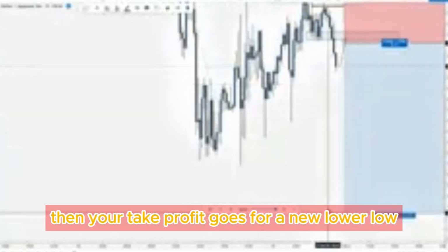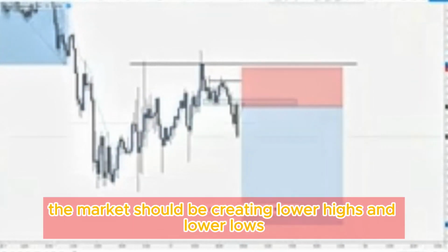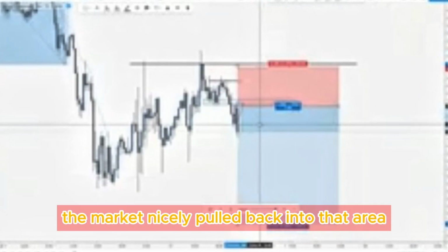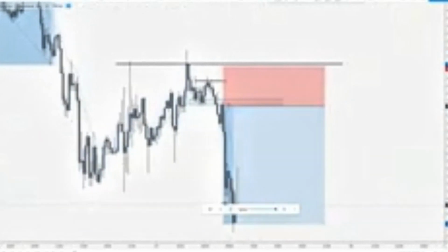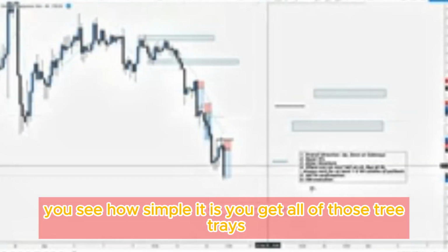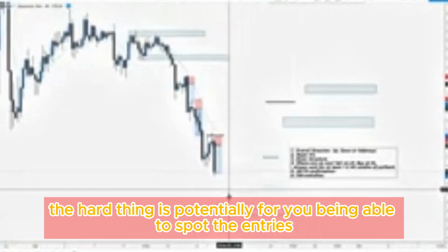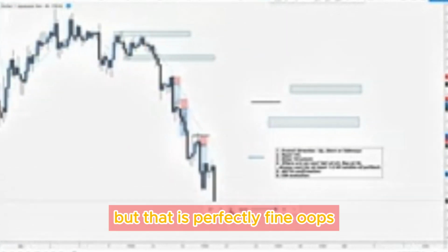Then your take profit goes for a new lower low, because if we're in a downtrend, the market should be creating lower highs and lower lows. The market nicely pulled back into that area, and then we hit take profit, and then we repeat this, guys. You see how simple it is? You get all of those 3 trades just following simple market structure. The hard thing is potentially for you being able to spot the entries, but that is perfectly fine.